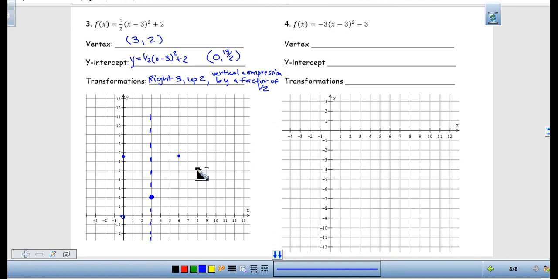Now I can go ahead and sketch my parabola. Remember to keep it U-shaped as you sketch it.